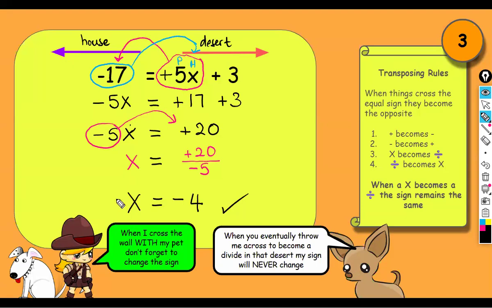So to keep it simple, your house will always be on the left-hand side of the equal sign, and the desert will always be on the right-hand side. If the pet and the house are on the wrong side at the beginning of the question, get them to safety at the beginning of the question. Get them on the house side, which will always be the left-hand side, always, for my class, right? So look for your errors.